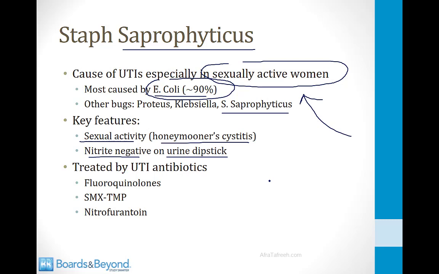Staph saprophyticus is treated with the usual urinary tract infection antibiotics, so it can be covered by fluoroquinolones, by Bactrim, and also by nitrofurantoin. These are the 3 major antibiotics that are often used to treat UTIs. And that concludes our video on Staphylococcus.